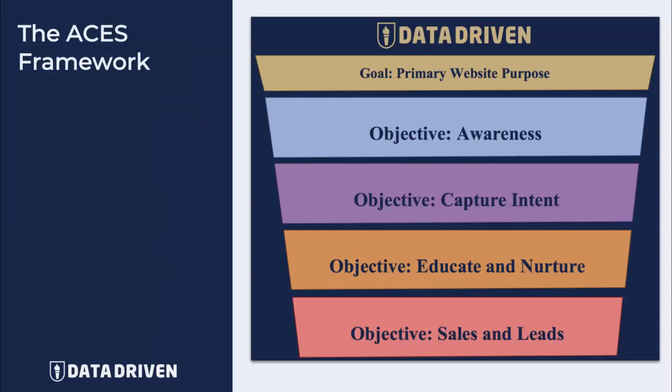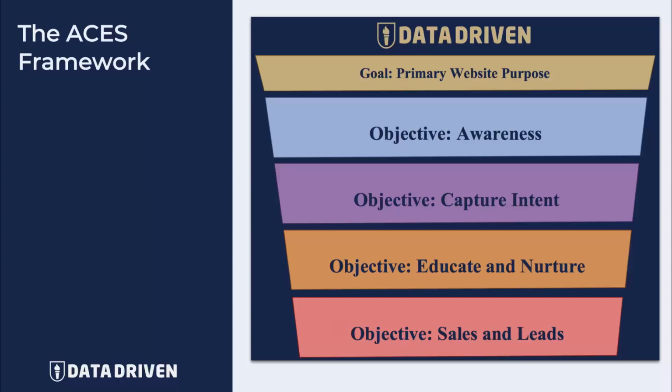Now, if you're not sure of what your marketing objectives are, I would encourage you to check out our ACES framework that we created here at Data Driven. And basically, we like to break down objectives based on 4 components. The first component is at the top of the funnel, and it's called awareness. The next one is to capture intent. The third one is to educate and nurture your potential client. And the fourth one is sales and leads.